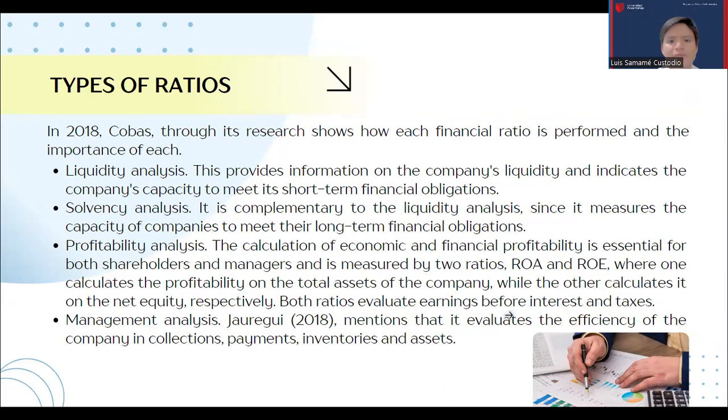Solvency analysis. It is complementary to the liquidity analysis and measures the capacity of companies to meet their long-term financial obligations. Profitability analysis. The calculation of economic and financial profitability is essential for both shareholders and managers and is measured by two ratios, ROA and ROE, where one calculates the profitability on the total assets of the company, while the other calculates it on the net equity, respectively. Both ratios evaluate earnings before interest and taxes.